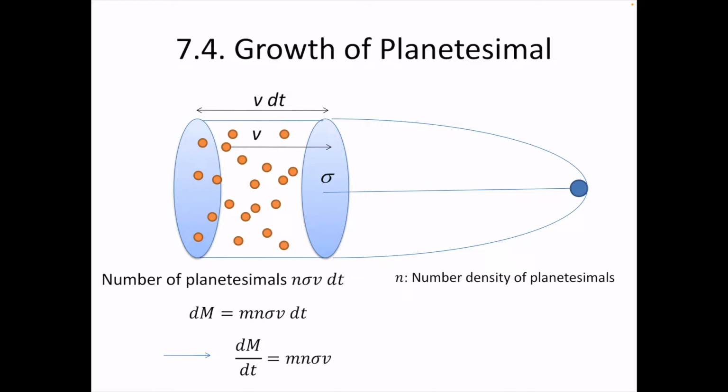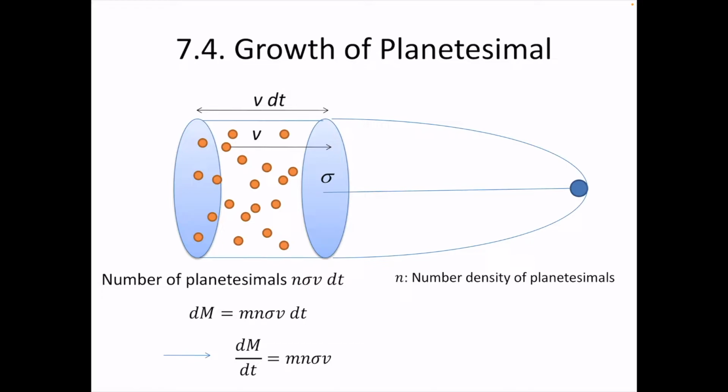The mass of the planetesimal is a capital M. We expect that all the planetesimals inside of this cylinder can collide with the target planetesimal. The area of the cylinder is expressed as sigma, the cross-section for collisions, and the height of the cylinder is expressed as v dt. v is the velocity of planetesimals.